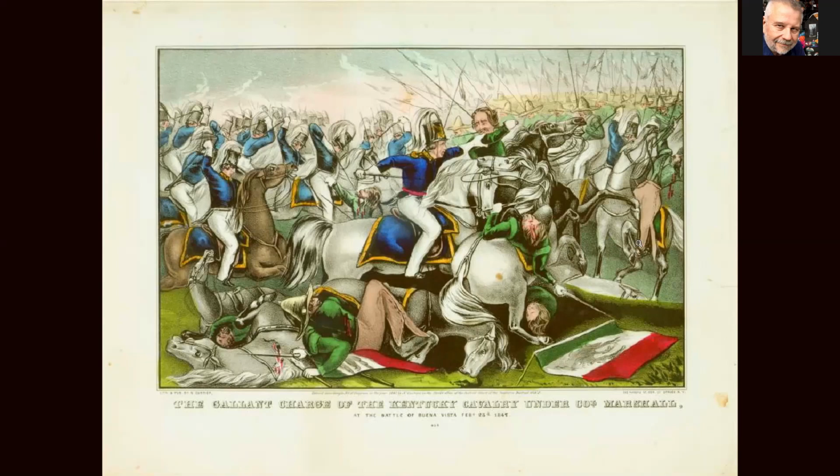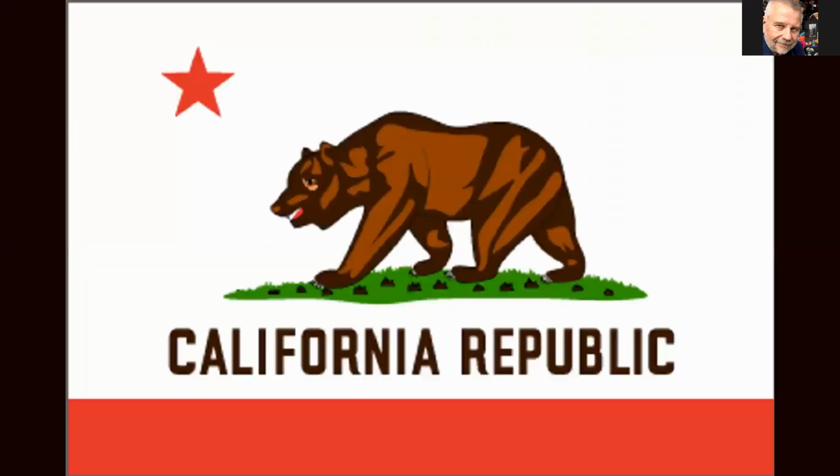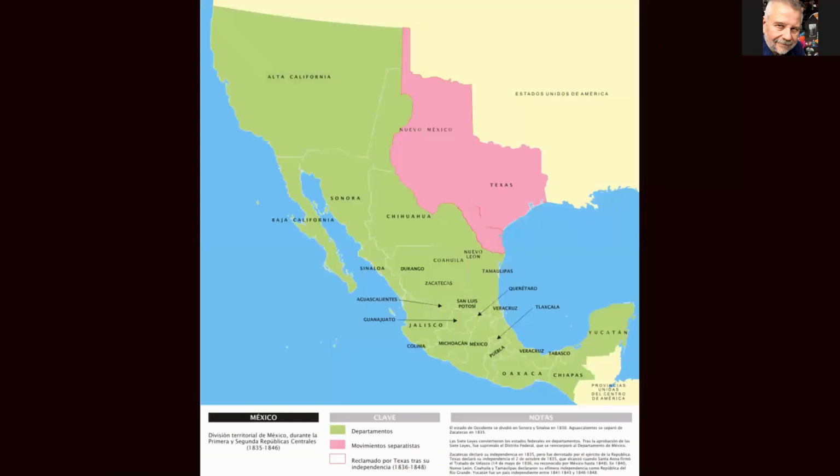As this war breaks out, in the meantime, things become even more complicated. In California, again, illegal white American settlers around Sacramento launched the Bear Flag Revolt in June 1846, proclaiming the independence of the province of California, also part of Mexico. And so by January 1847, California is in the hands of American settlers.